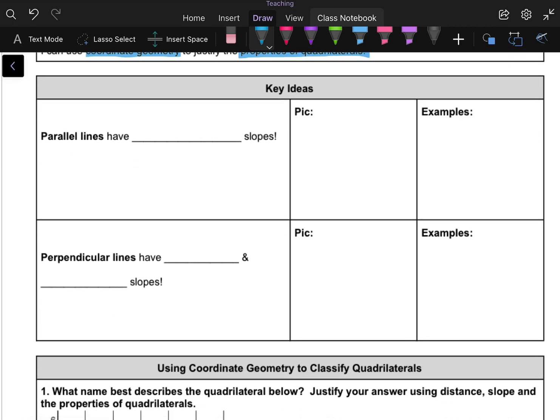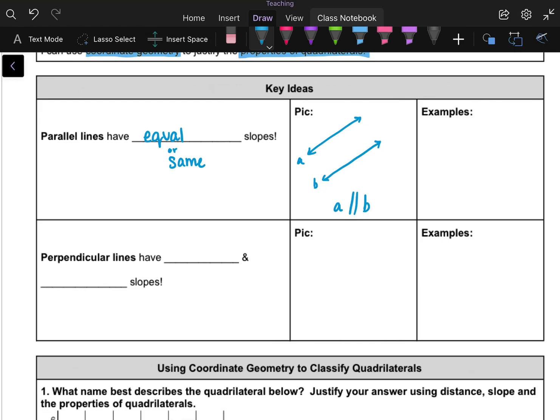So the key ideas we're going to review before we jump into our coordinate geometry are parallel lines and perpendicular lines and what their slopes look like. So parallel lines have equal or the same slope. So if we have two lines like this, remember your parallel lines never touch each other. So if I have line A and B, line A is parallel to line B.